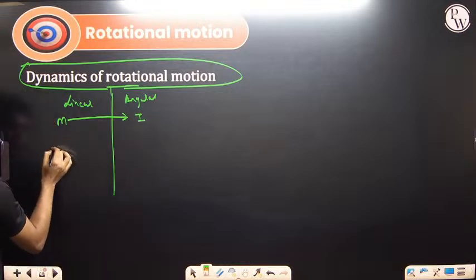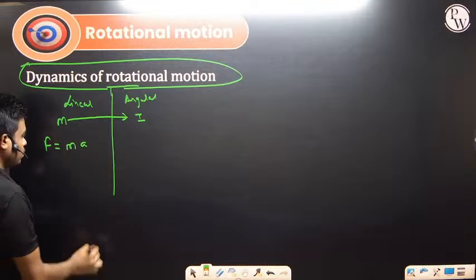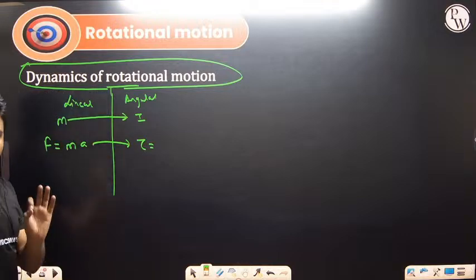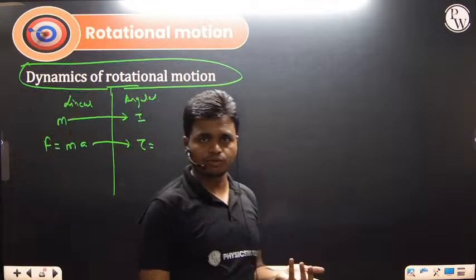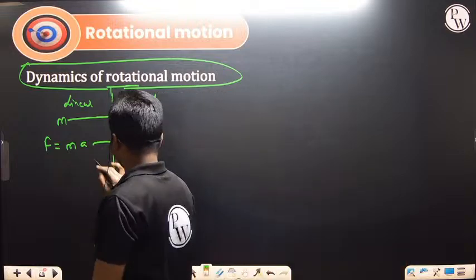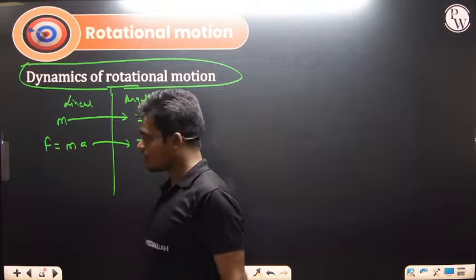Next we have force. What is force? Newton's second law, mass into acceleration. Corresponding we have torque. What is torque? Torque is the rotational analog of the force. That is moment of the force, also we define torque. So torque is given by mass into acceleration. What is mass? I. Acceleration is alpha. Torque tau is equal to I alpha.